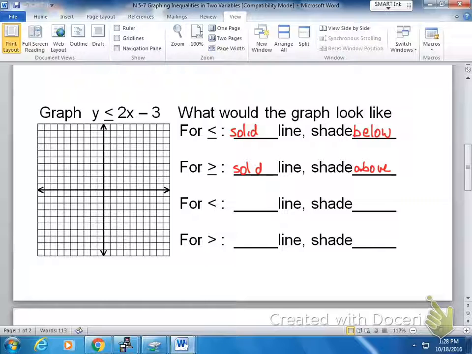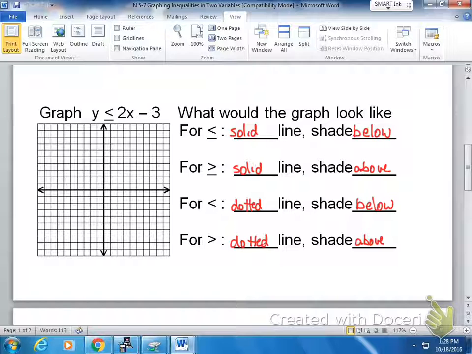If it's less than without an equal to, then we're going to draw a dotted line, and you'll see some of those in a minute. And since it's less than, we're going to shade below the line. And if it's greater than, again, it's a dotted line, and we're going to shade above. So all that is important, but what's really important is making sure you graph the line right.